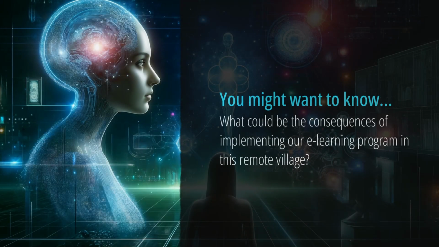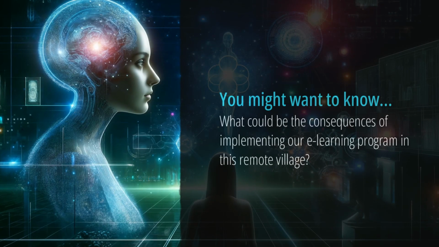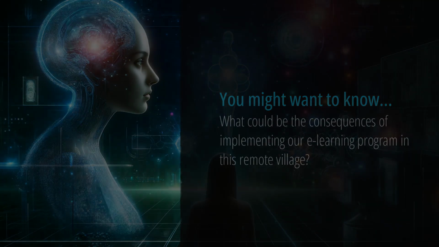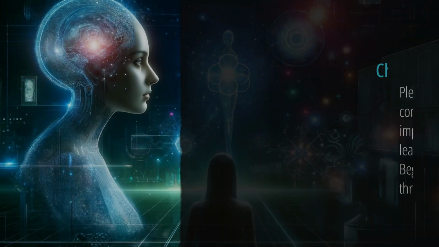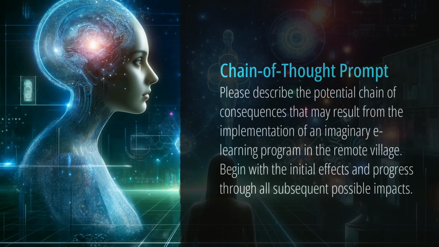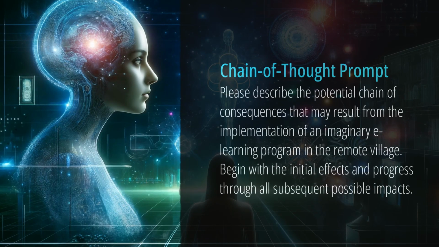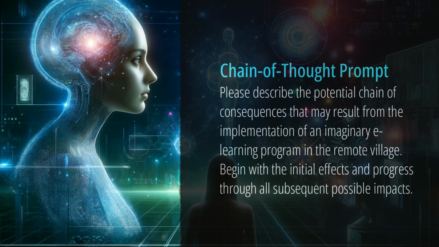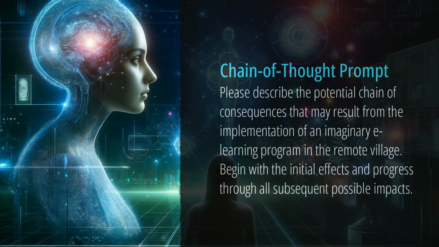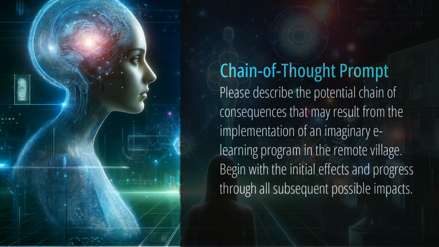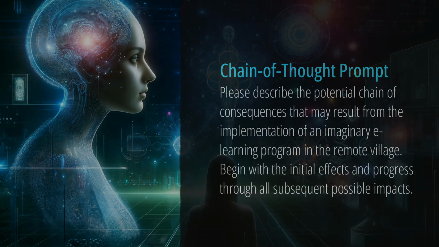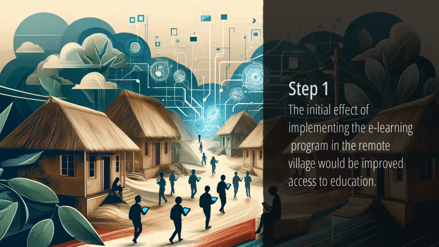You can ask an open-ended question like, what could be the consequences of implementing our e-learning program in this remote village? Or even better, you can write a prompt for a chain-of-thought answer like this one. Please describe the potential chain of consequences that may result from the implementation of an imaginary e-learning program in the remote village. Begin with the initial effects and progress through all subsequent possible impacts. And AI may respond something like this.